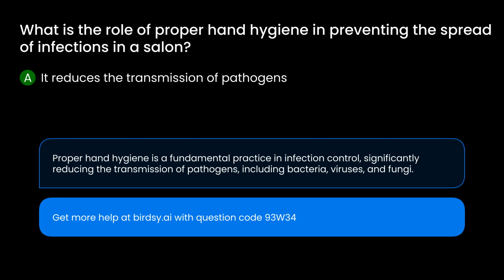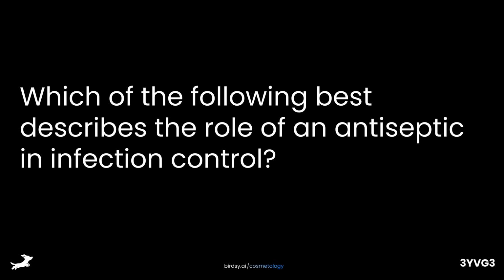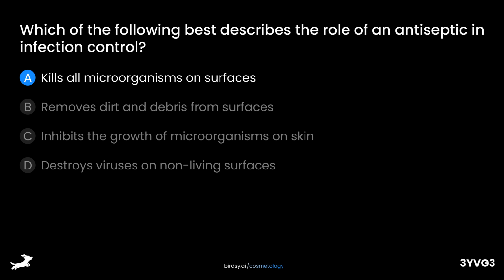Proper hand hygiene is a fundamental practice in infection control, significantly reducing the transmission of pathogens, including bacteria, viruses, and fungi. Which of the following best describes the role of an antiseptic in infection control? Is it A, kills all microorganisms on surfaces? B, removes dirt and debris from surfaces? C, inhibits the growth of microorganisms on skin? Or D, destroys viruses on non-living surfaces?